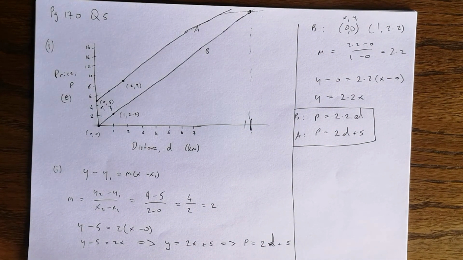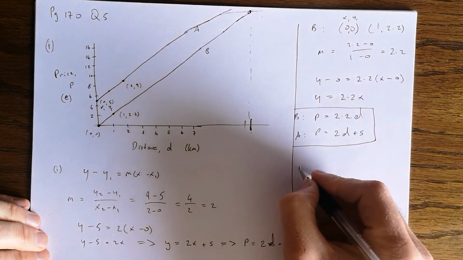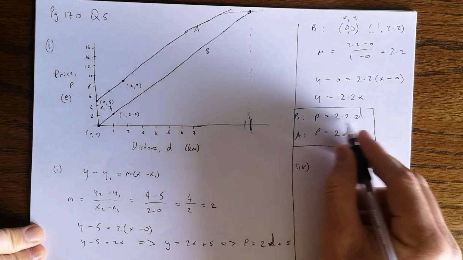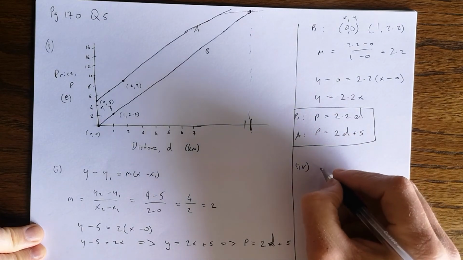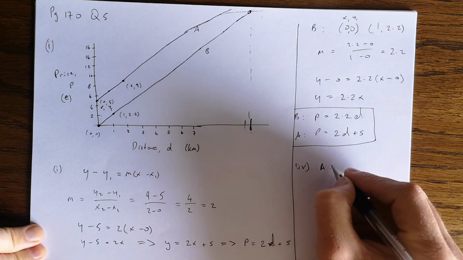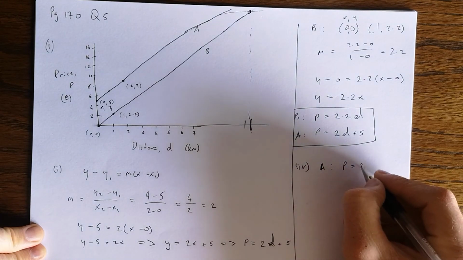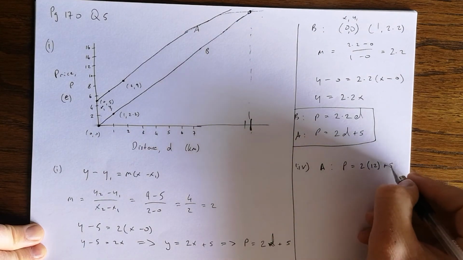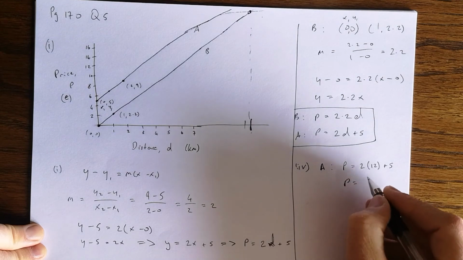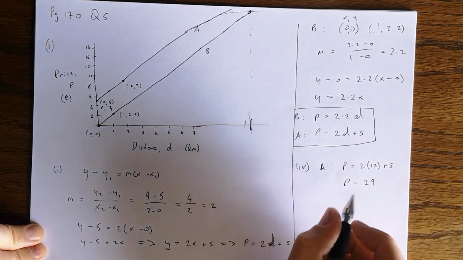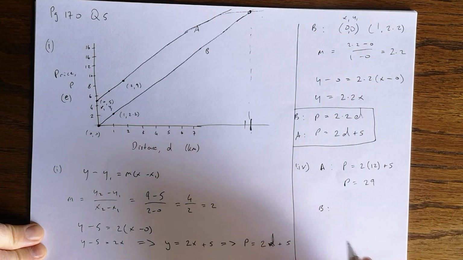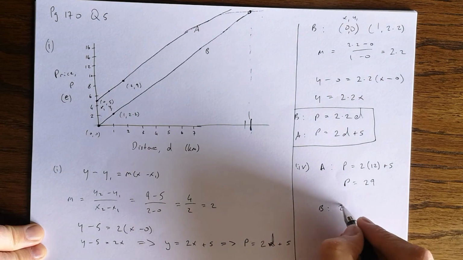And then, which firm would you choose to use for a distance of 12 kilometers? Well, really what that's saying is, if we're going 12 kilometers, who charges less? So we work out the price. So A charges p equals twice the distance. So if we go 12 kilometers, 2 by 12 plus 5, which would be 24 plus 5 is 29. So to go 12 kilometers, firm A will charge €29.